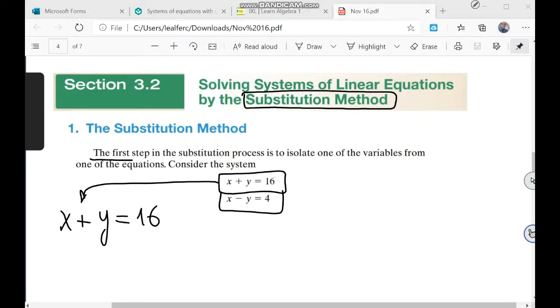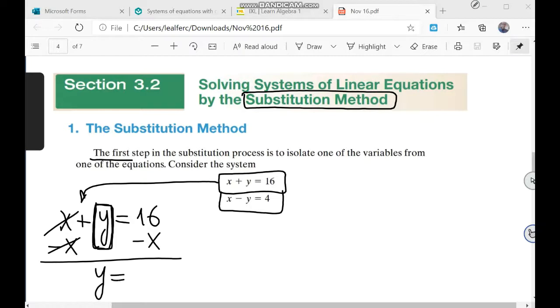Let's isolate one of the variables and find the expression that represents this variable. To isolate, we're going to keep only y on the left hand side, and everything else is going to move to the right hand side. How do we do this? Apply the addition property, subtract x on both sides, then we get rid of this x, and we will have y equals negative x plus 16.